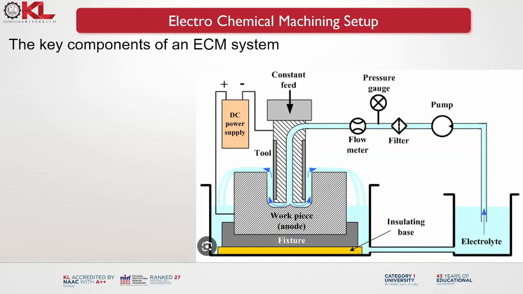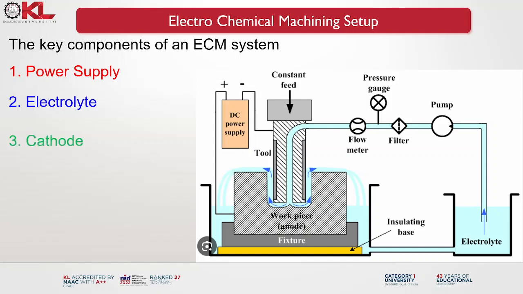The key main components of an ECM system: first, the power supply. It provides the necessary electric current for the electrochemical reaction to occur. The current is usually direct current, that is DC. The second is the electrolyte. It is a conductive solution that facilitates the transport of ions and the dissolution of material from the workpiece surface. The choice of electrolyte depends on the material being machined and the desired machining parameters.